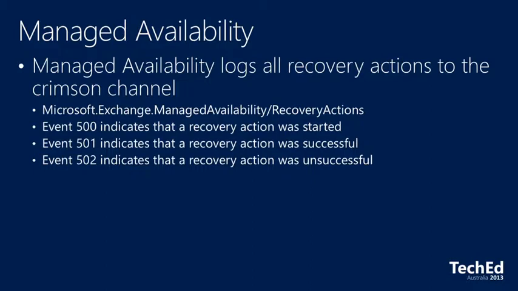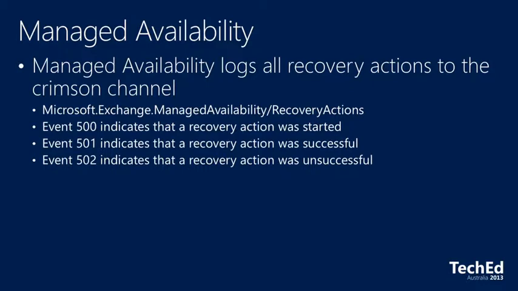Whenever managed availability takes some form of recovery action, whether it is successful or not, it will log that recovery action in this crimson channel, Microsoft.Exchange.ManagedAvailability/RecoveryActionResults. Now, event 501 indicates that some form of recovery action has started. A 502 indicates that the recovery action completed successfully, and a 501 followed by a 502 can also indicate that a recovery action completed unsuccessfully.